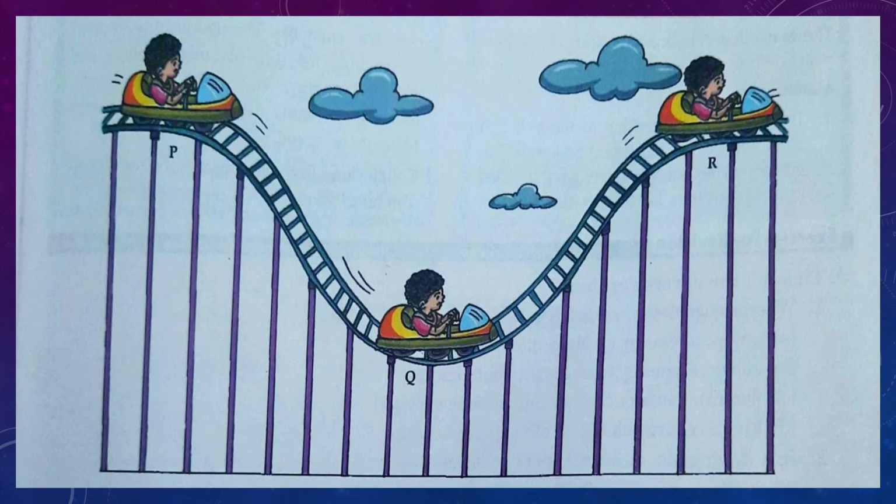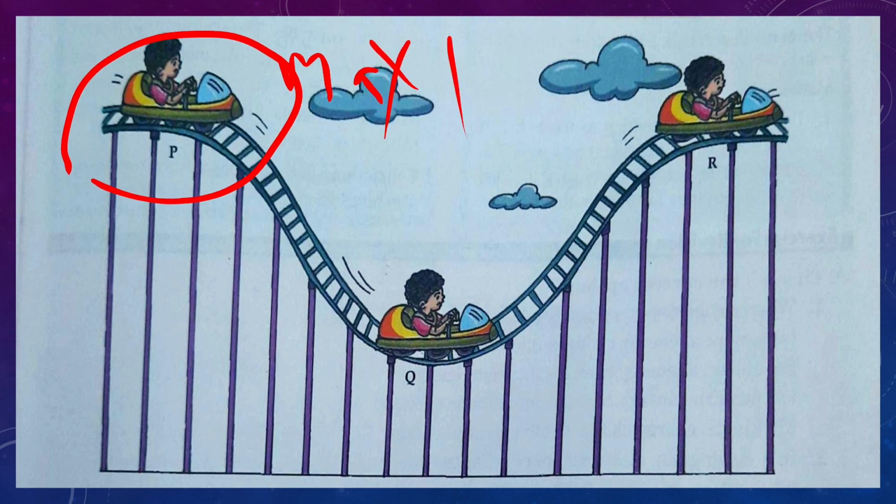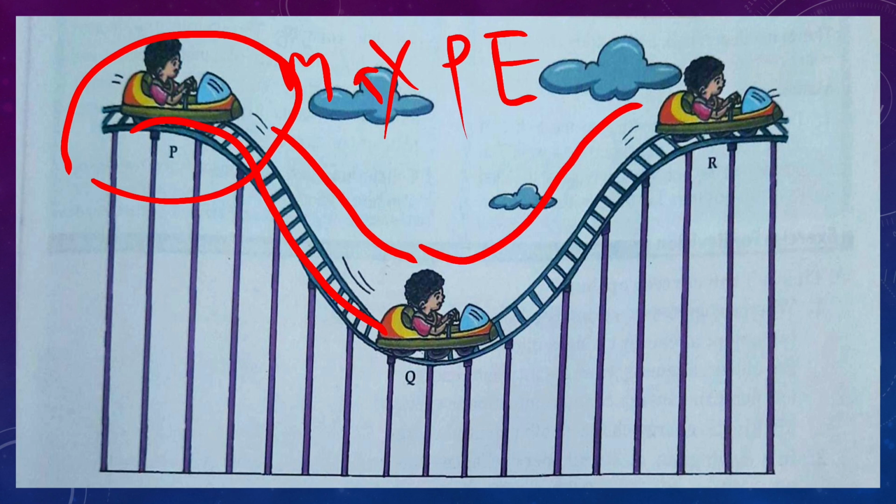Here in this diagram also you can see at a particular height this boy on a roller coaster is having maximum potential energy. So that potential energy is converted into kinetic energy. Then this kinetic energy again converts into potential energy. So this potential energy gets converted into kinetic energy, that kinetic energy again converted into potential energy. So like that, the total amount of energy remains the same.